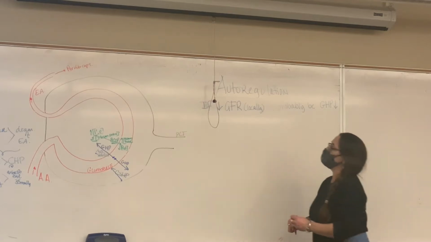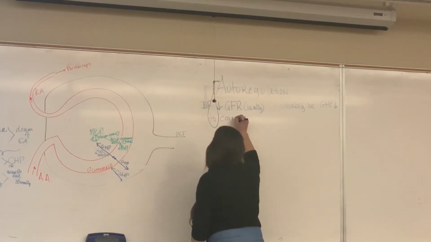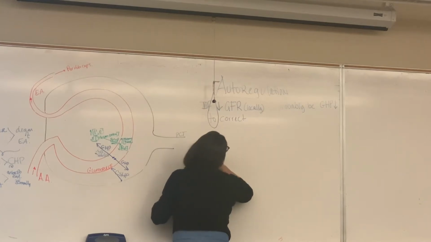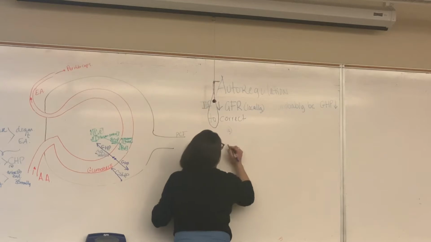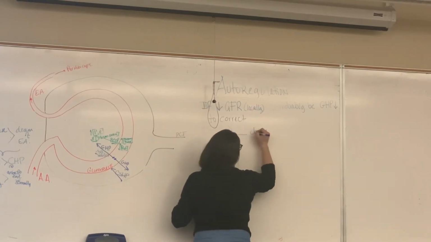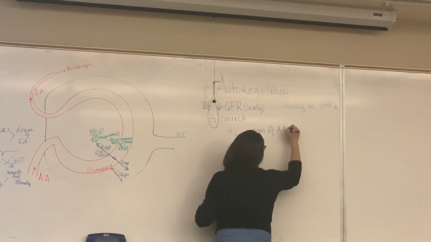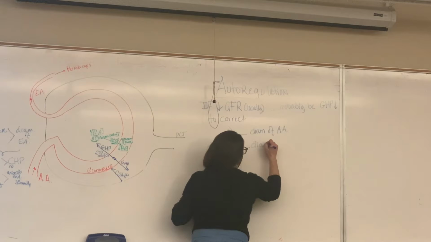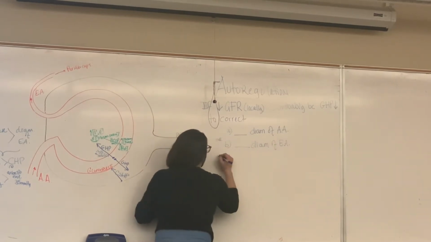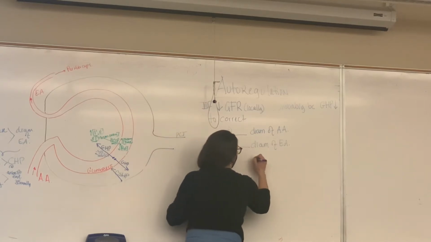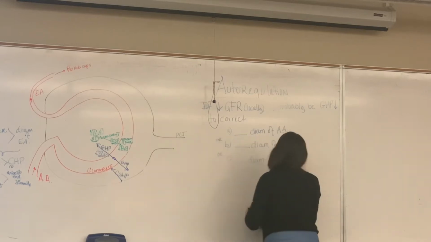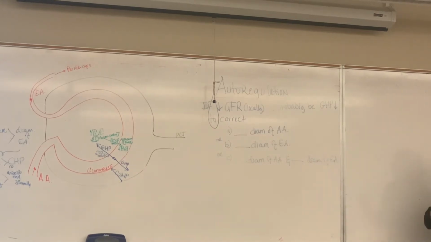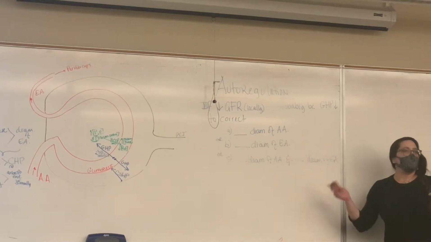So if that's the assumption, then to correct with autoregulation, we can do a couple things. We can increase or decrease the diameter of our afferent arteriole, or we could increase or decrease the diameter of our efferent arteriole, or we could do both. We could increase or decrease the diameter of our afferent, and we could increase or decrease the diameter of our efferent. Now, we'll fill in the arrows in a second. So we could do either of these things or both, okay?